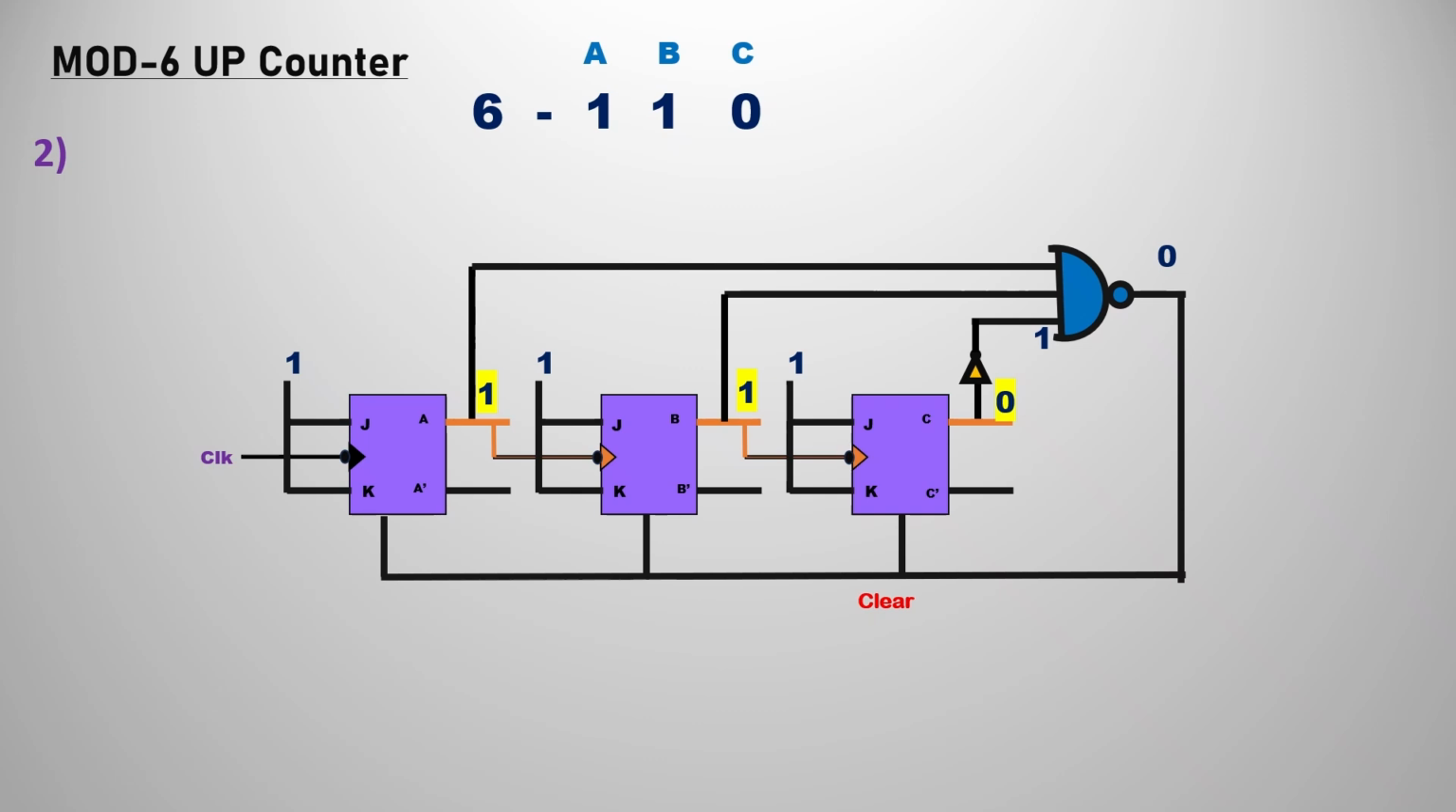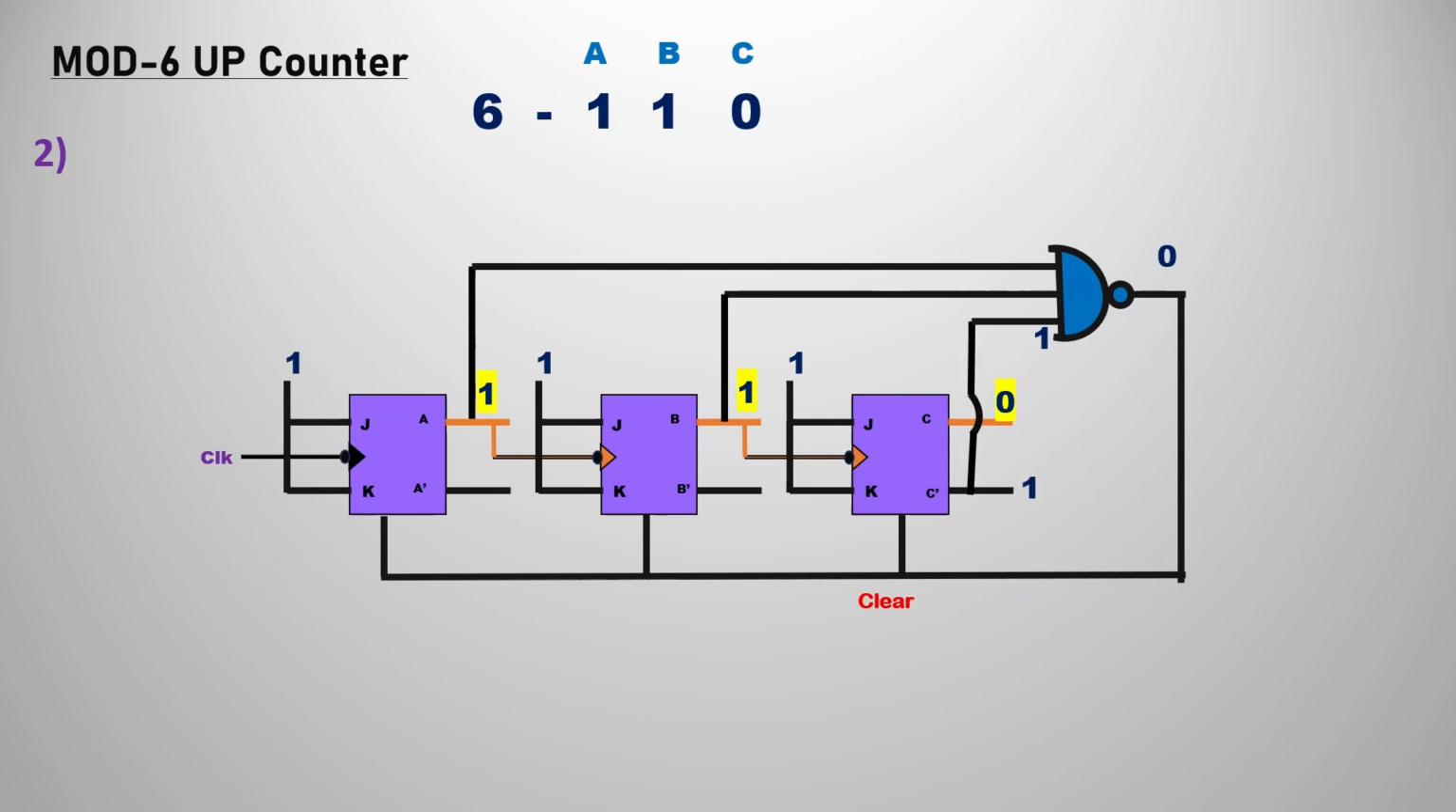If you pass all the 3 inputs to the NAND gate as 1, then the NAND gate output is 0. This 0 is directly applied to the clear, so all the flip flops are reset to 0 when this state occurs, that is 110. Before the state terminates, we obtain the new state, that is 0 0 0 again. Means after 5 we are again going to get 0, we are not going to get 6.